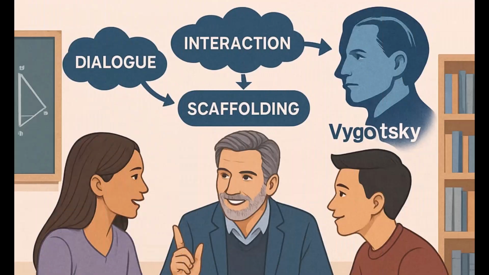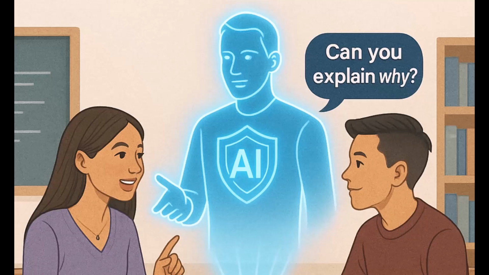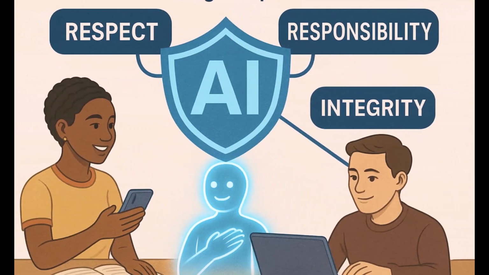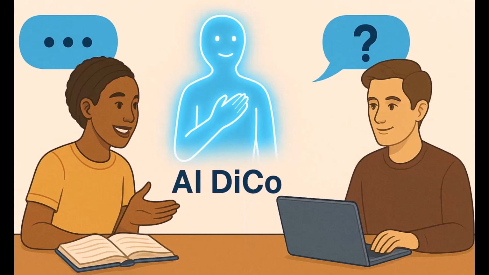AI DiCo is grounded in Vygotsky's sociocultural theory, where learning happens through dialogue, interaction, and scaffolding. Within this framework, the AI acts as a co-facilitator that prompts reflection, asks questions, and encourages learners to articulate their reasoning. I also integrated principles from cyber civility and cyber ethics, both emphasizing respect, responsibility, and integrity in digital spaces. AI DiCo is therefore designed not as a tool that replaces human agency, but one that strengthens ethical awareness and supports collaborative sense-making.